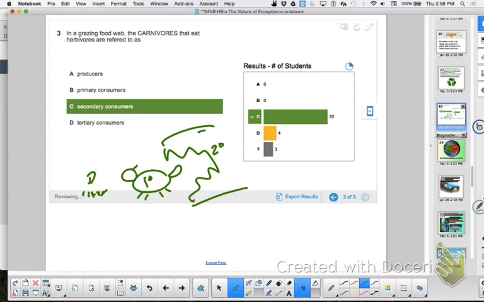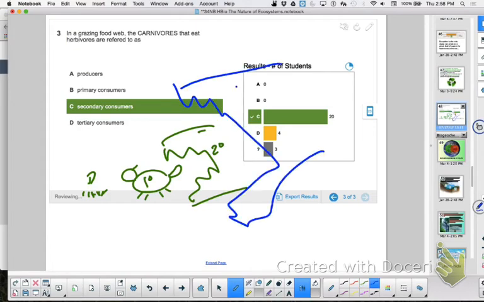Four of you picked tertiary consumer. The tertiary consumer is whoever eats this guy. That would be the tertiary consumer. We practiced this several times in class. We practiced it at the start of this review, and some of you are still struggling. Okay, don't celebrate your ignorance. Okay, celebrate success. You get this.